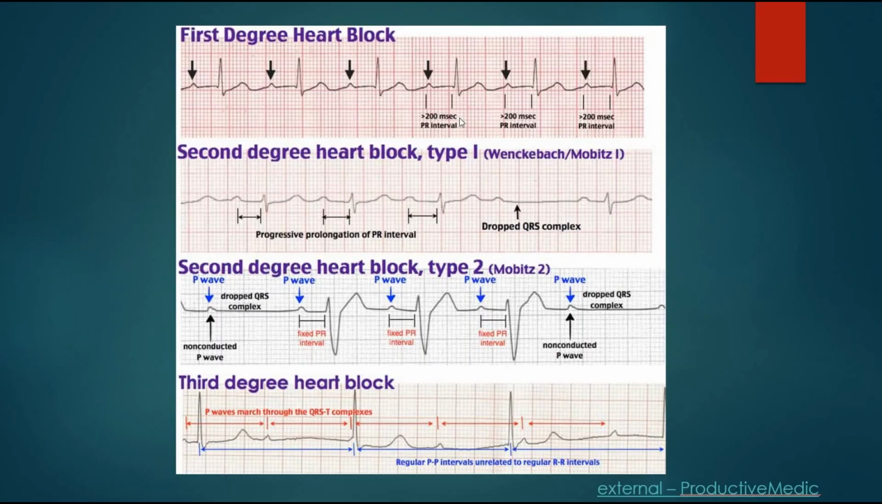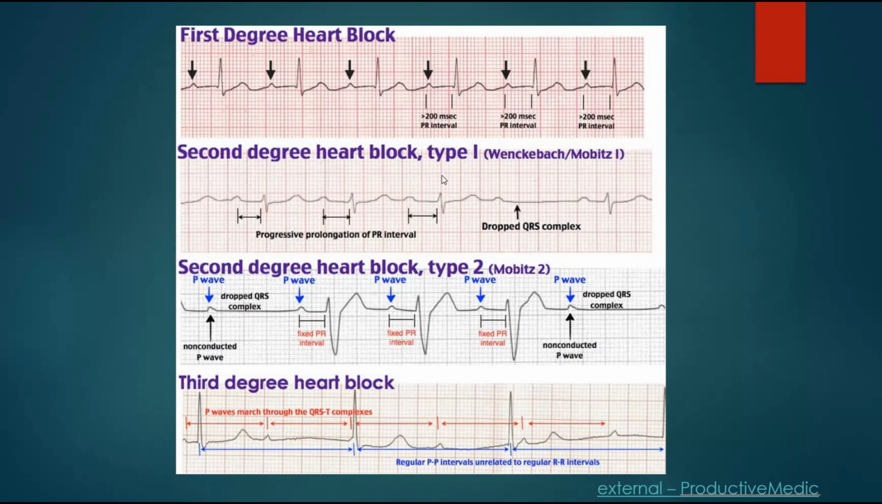For first degree heart block, remember normal PR interval is less than 200. So if it's greater than 200, as indicated over here, then that's a first degree block, or we call it first degree AV delay. It's just that the signal from the sinus node is delayed when it reaches the AV node.